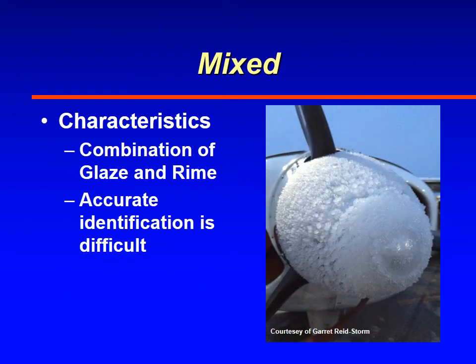Mixed ice is a combination of glaze and rime. It's really difficult to tell from the cockpit if you're picking up mixed ice. Mixed ice usually forms in clouds that are not uniform. In other words, clouds that have some cumulus structure and also some stratus structure. The drop sizes vary slightly.